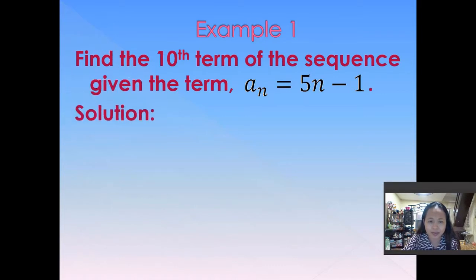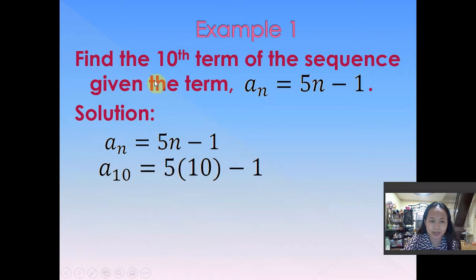Let's have the solution. Again, we will use the formula given, the nth term, a sub n is equal to 5n minus 1. Take note, we will be looking for the 10th term. So therefore, we will substitute n by 10. So n here will become 10, and this n here will also be replaced with 10. That's the second step. Next step, copy a sub 10.